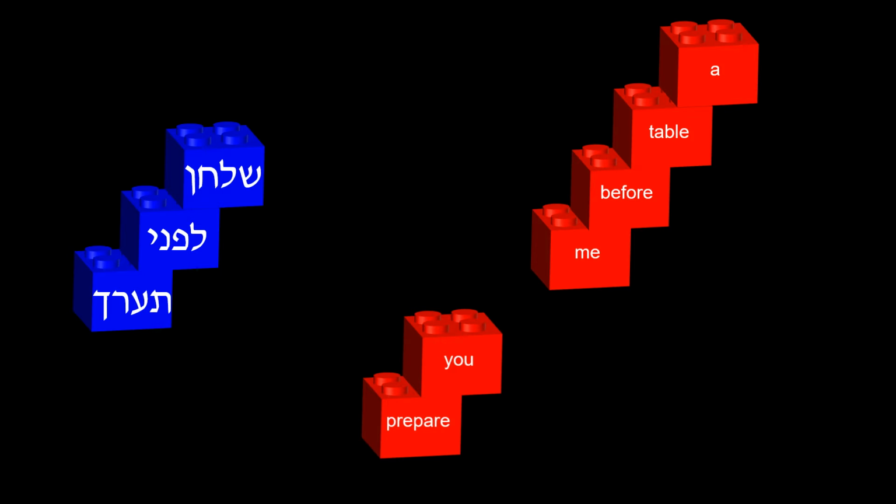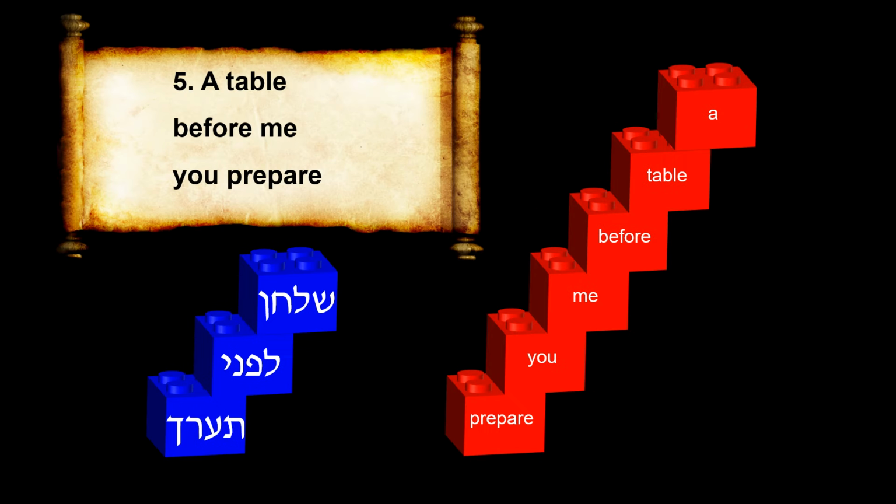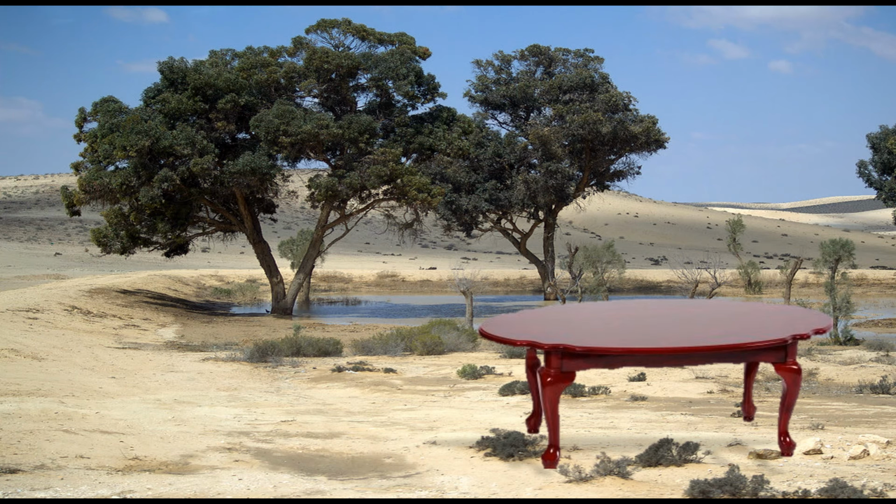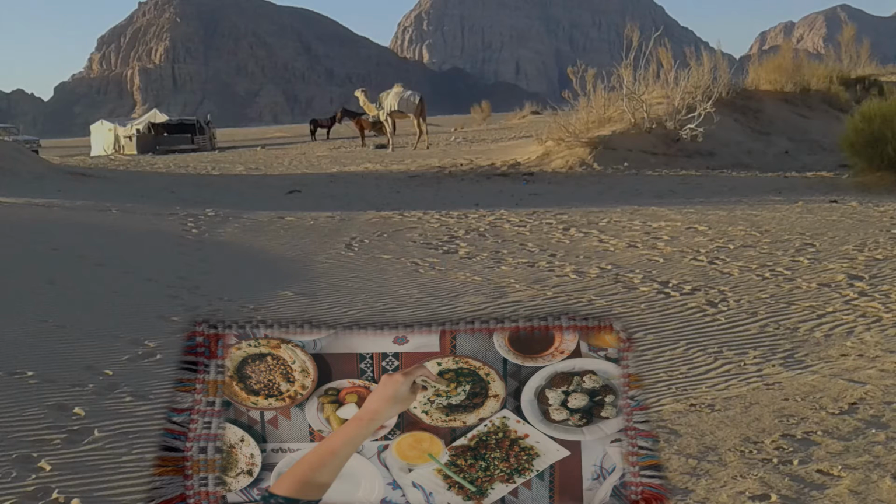And this is a Hebrew characteristic because Hebrew puts what is most important at the beginning. So they're emphasizing the table. So that goes first. Yes, the Lord prepared it and it was before me, but the emphasis here is that it's a table. But remember, you're prepared. It wasn't just like a dining room table that you might have in your room. It was more like a picnic blanket that was arrayed in front of his enemies there in the desert.